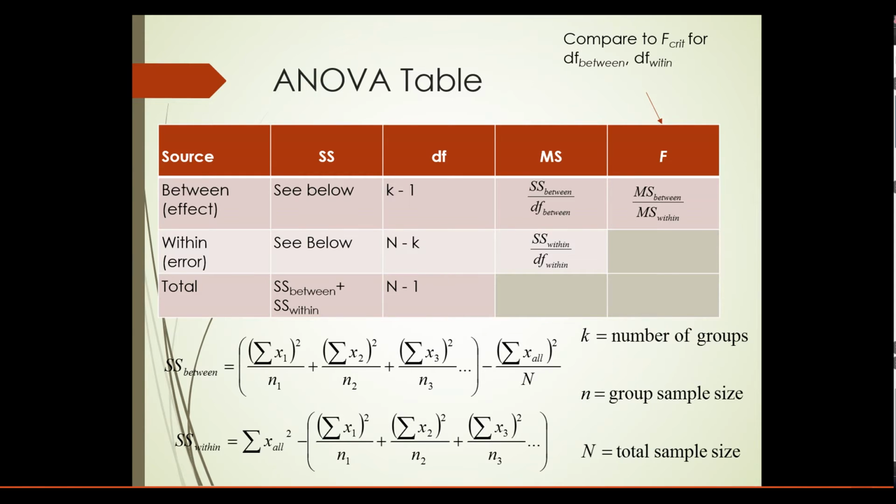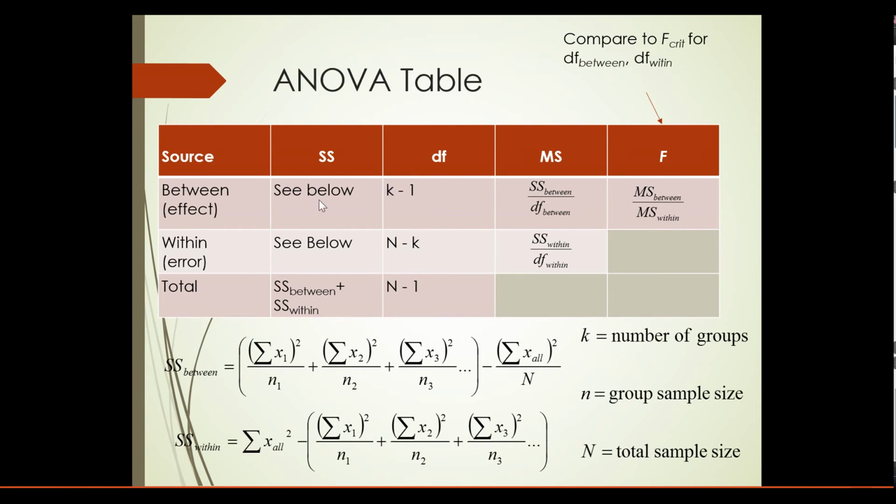But basically, to compute a one-way between subjects ANOVA by hand, you first should set up one of these tables, which is called an ANOVA table. So we'd start by computing SS between. We want a row for between, within, and total. We want a column for source, sum of squares, degrees of freedom, mean squared variance, and the F ratio, F observed.